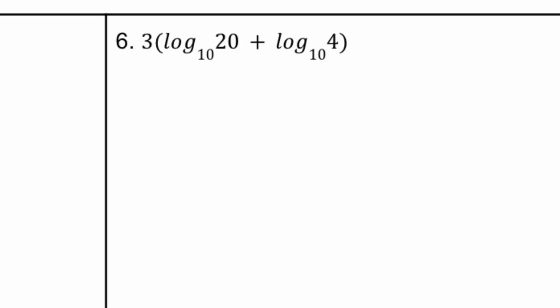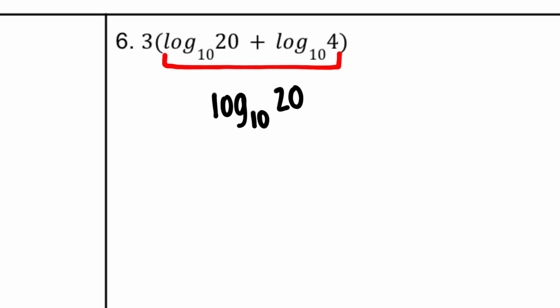This one is a little bit tricky, but you kind of have to think back to your PEMDAS stuff. We always want to start with what's in parentheses. So I'm actually going to combine these 2 logs together. I've checked that the bases are the same. So I am going to drop down the log with the common base. So log base 10 of, and it is 20, since it's addition, times 4.